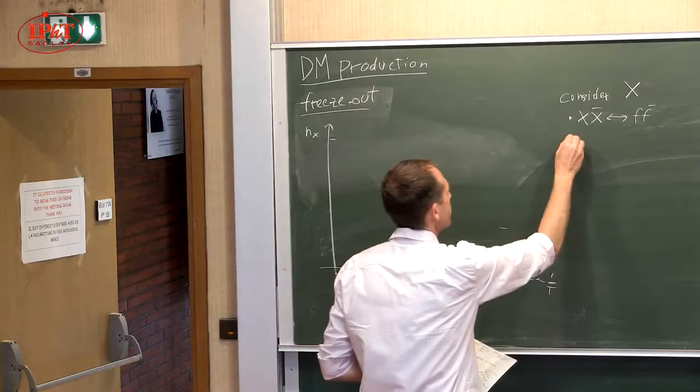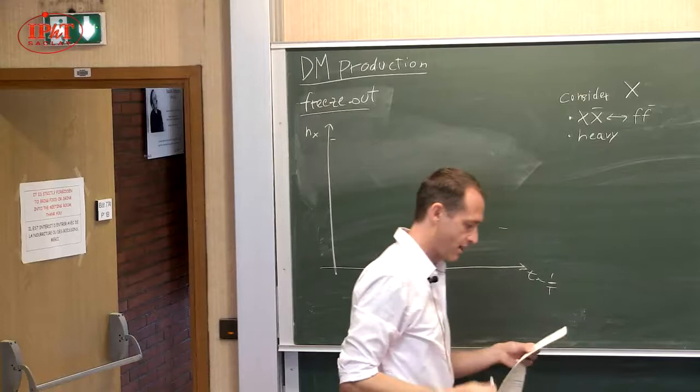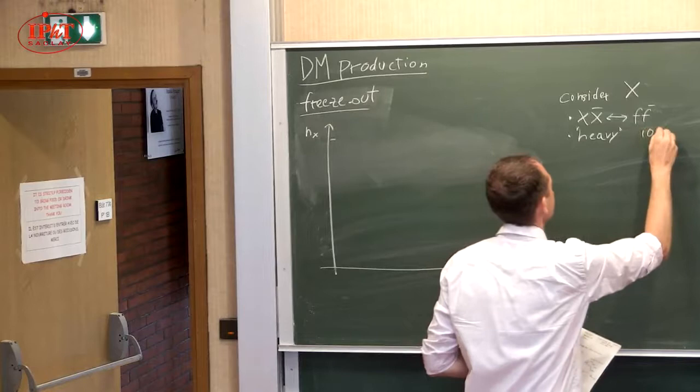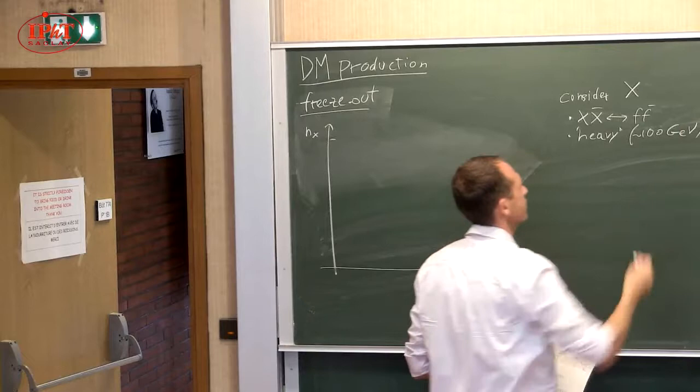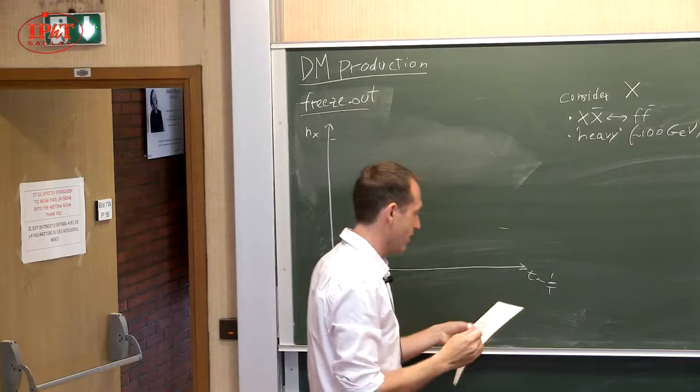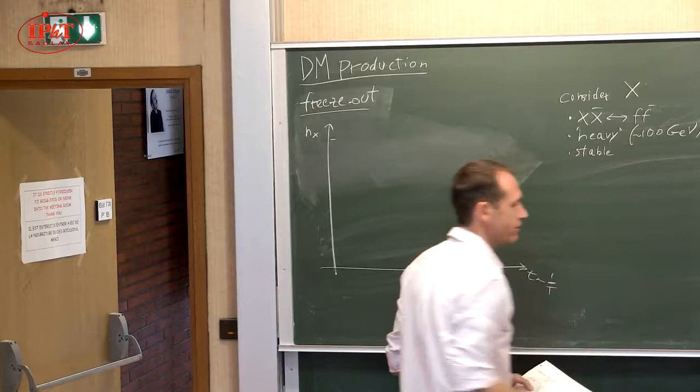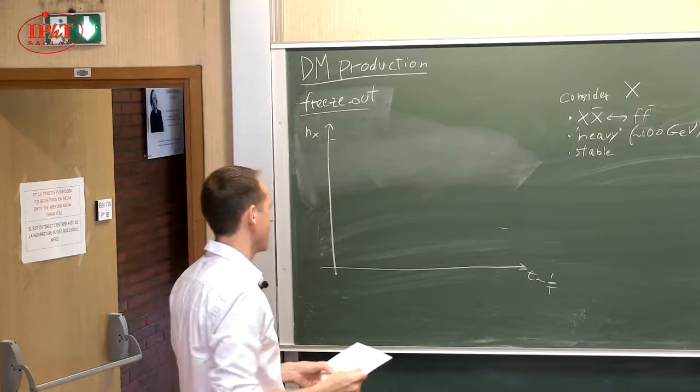Now let me suppose that this particle is heavy. For reasons that will be clear later, by heavy I mean something, say, of the order of, if you have to keep a number in mind, 100 GeV. So this can be 1 GeV to 1 TeV to 10 TeV, but it doesn't matter. So of the order of 100 GeV, roughly speaking. It's a particle which is stable, right? So it doesn't decay away. That's one of the basic requirements for a dark matter particle, as we saw in the first lecture.